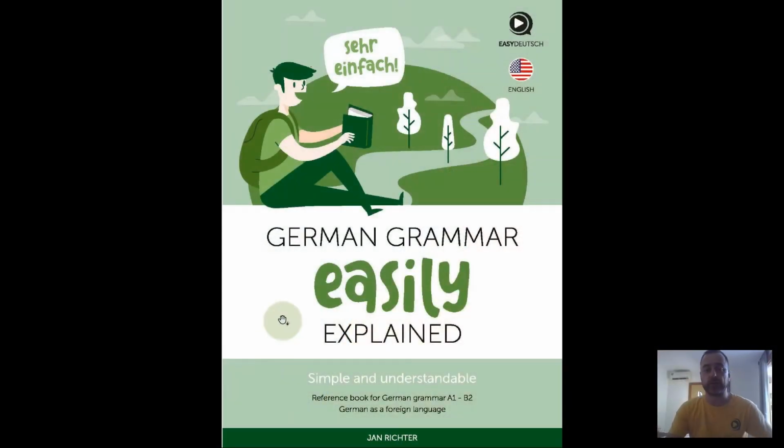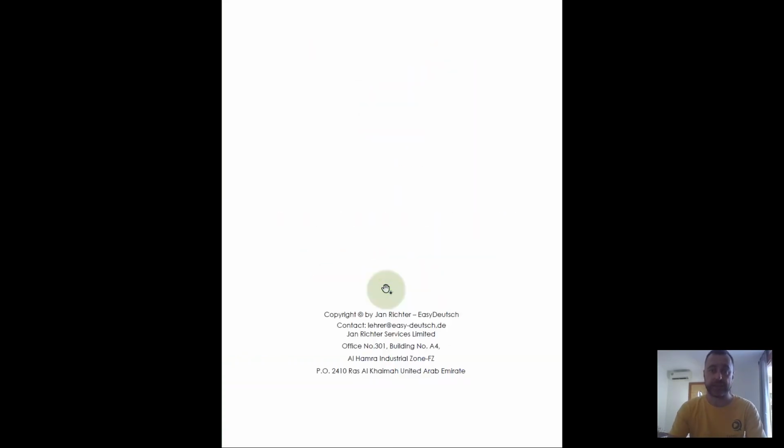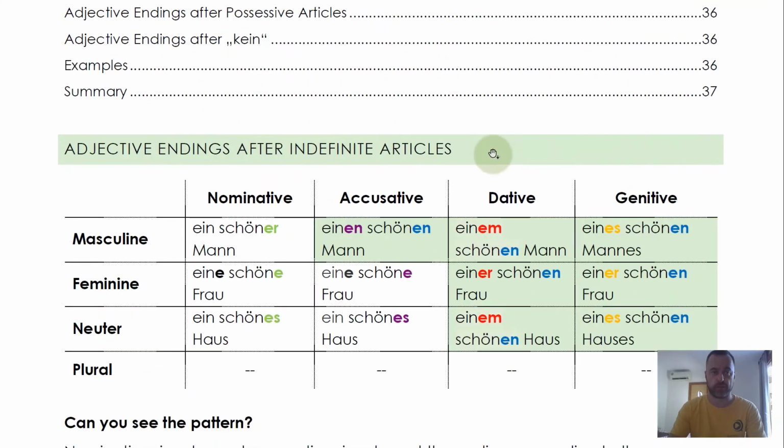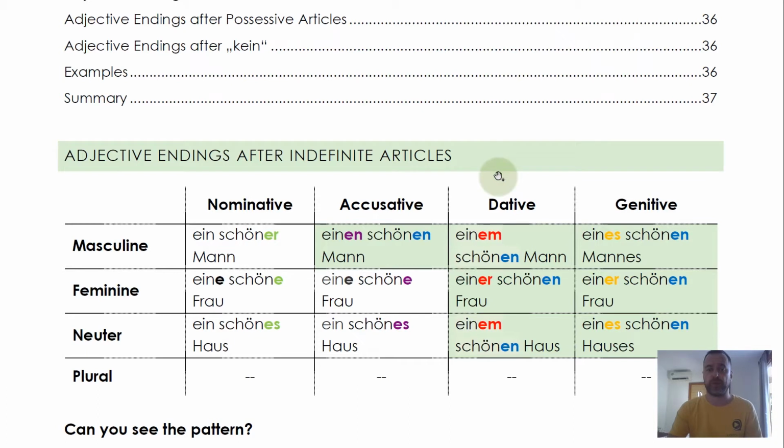So we're now in my ebook, German Grammar Explained Easily. Today's topic, adjective declension, part 2, adjective declension after indefinite articles. So let's have a look. This is part 2. If you've missed part 1, I've linked that one here in the info card, so please check it out. I will give some references here because it's very important that you know that from the beginning. So please watch the other one first and then continue with this one here, adjective declension after indefinite articles.